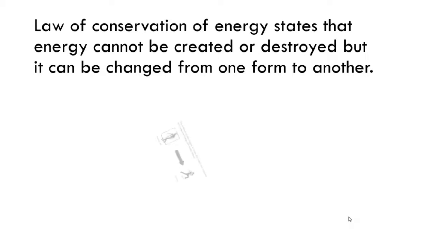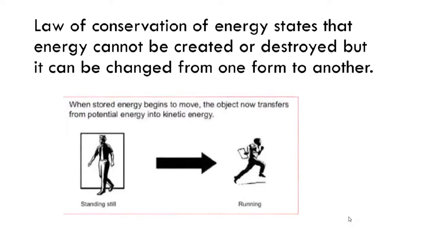If I have an example that I can put on, a person who is standing is possessing potential energy. The moment the person starts moving or running, it's no longer potential energy, it's now changing to kinetic energy. So the law of conservation simply means the transferring of energy from one form to another. Like in this instance, we are using potential energy, changing it to kinetic energy.